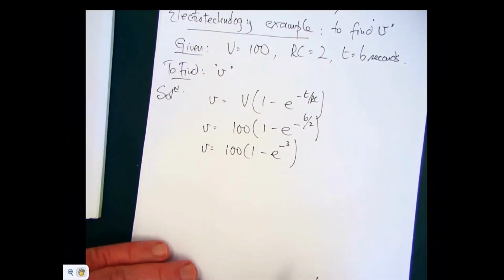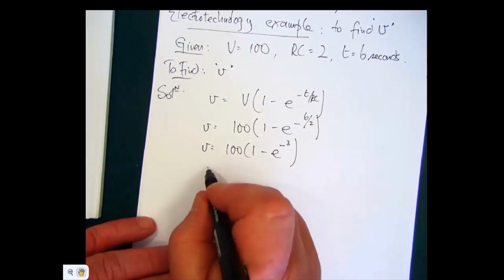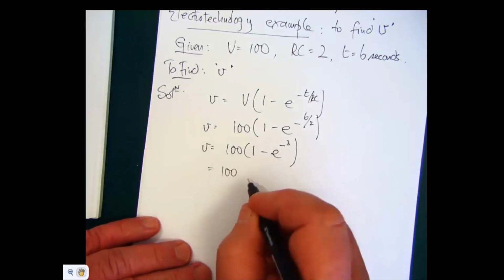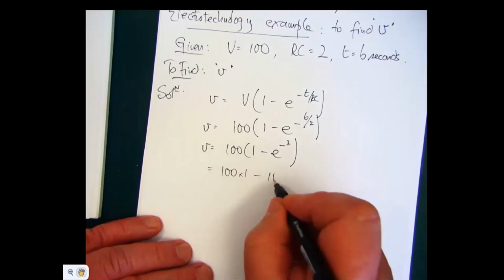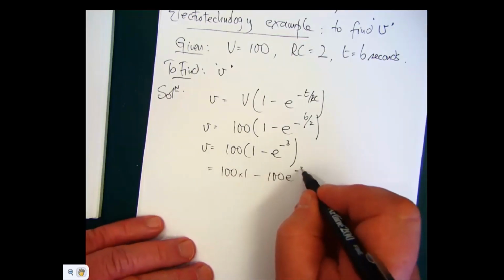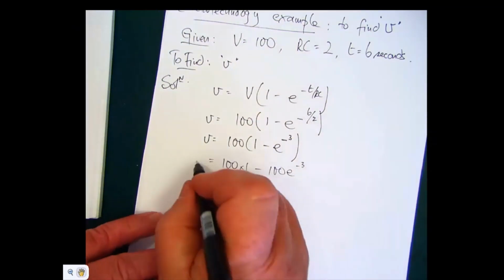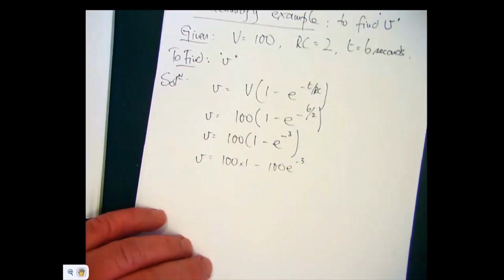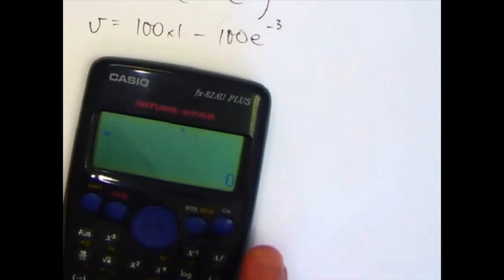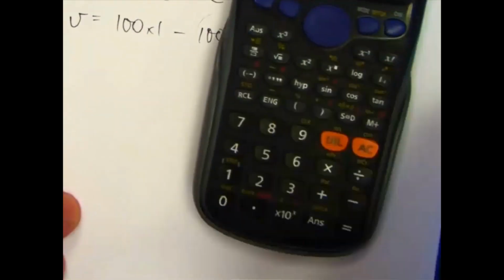Okay, so what we now have, we can work this out, this is going to be 100 times 1 is 100, minus 100 e to the negative 3. Okay, and that's what little v gives us. Now we can bring in the calculator. Let's see if we can work out what this little bit is here. Okay, so it's 100 e to the negative 3.